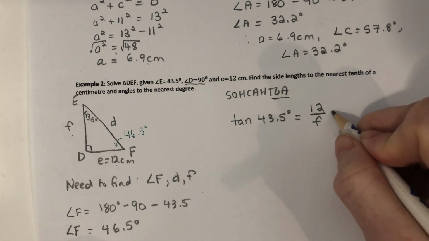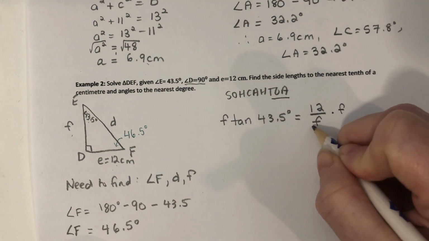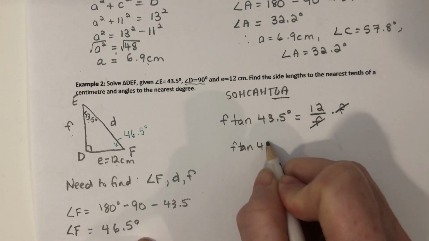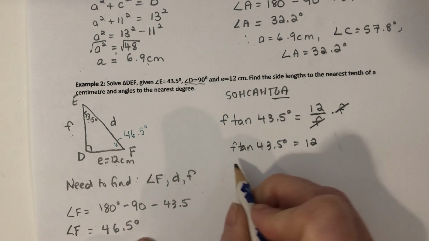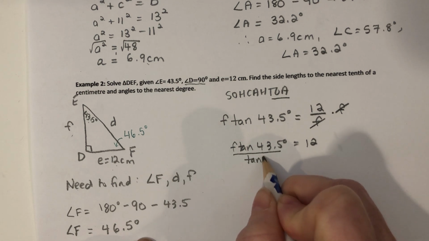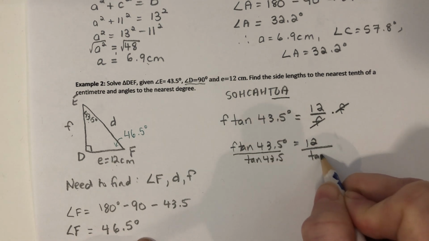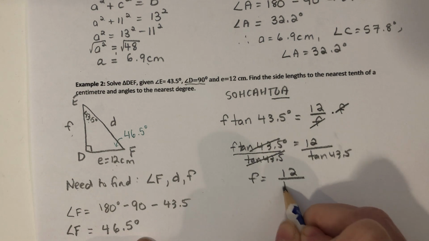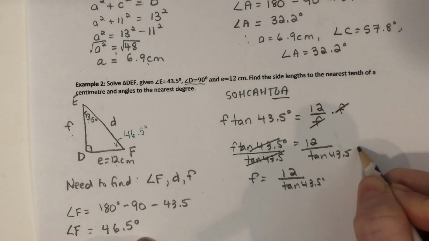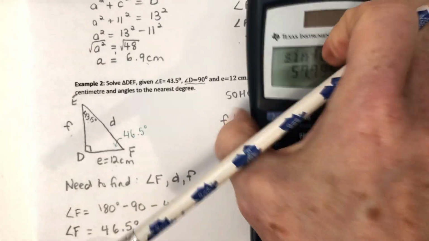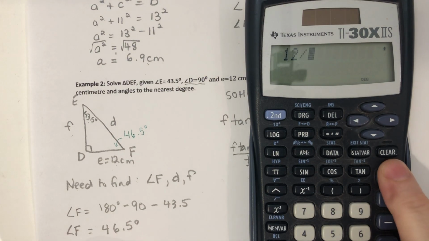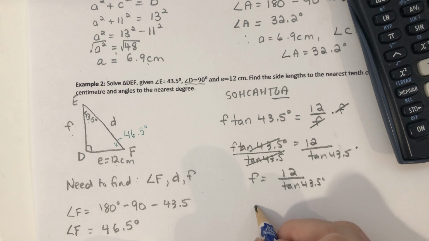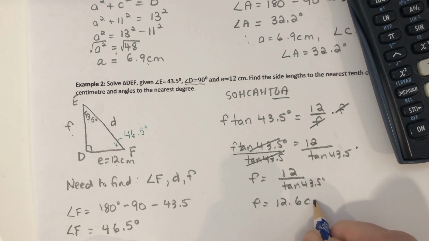Remember, when your variable's on the bottom, we're going to multiply both sides by that variable to get rid of it from the bottom. So that cancels that. And then I have F times the tan of 43.5 degrees equals 12. I want to get F by itself, so I'm going to divide by tan 43.5. And that would cancel. So the exact answer for F is going to be this. Okay, again, put that into your calculator. You're going to clear it. It's going to be 12 divided by the tan of 43.5, and we get about 12.6. So side F is about 12.6 centimeters.